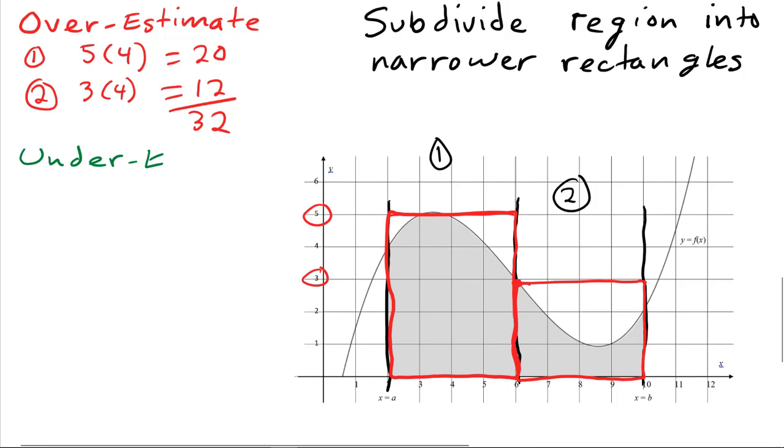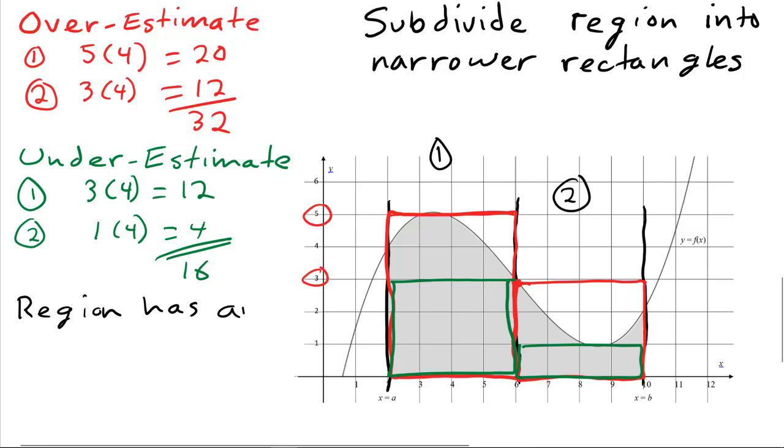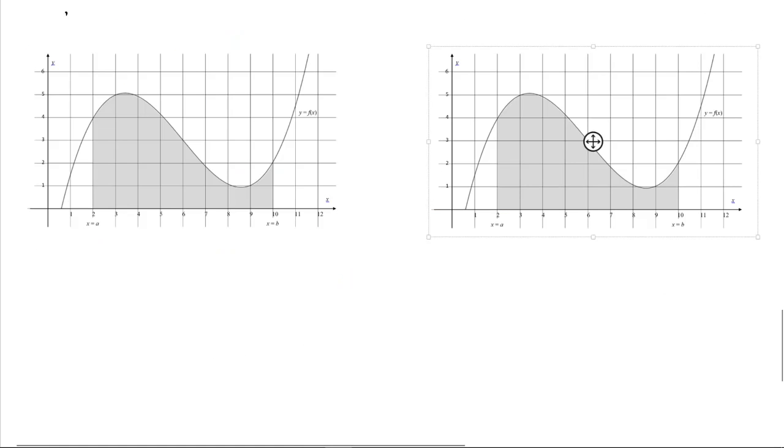We'll do the underestimate the same way. On the left, we find the lowest height is 3, and 3 times 4 gives an area of 12. And on the right, the lowest height is 1, and 1 times 4 gives an area of 4. So that's a total of 16. So now we can say that our region has an area something greater than 16 and less than 32.